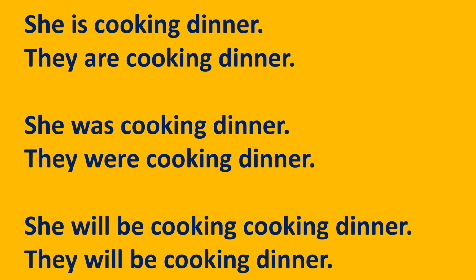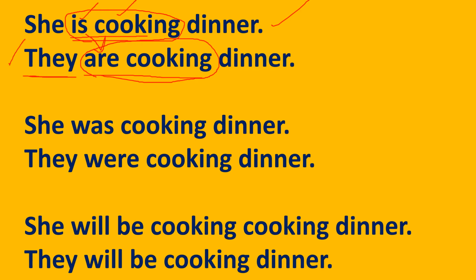In the first sentence, she is cooking dinner. The verb is is cooking. Is is called the helping verb. Cooking is called the main verb. Is cooking itself is a finite verb. In the second one, they are cooking dinner. Are cooking is the finite verb. Why? Because here is cooking becomes are cooking according to the number of the subject, because the subject is in plural number. According to the number of the subject, here the verb is changed. So when the verb is changed, that verb is called a finite verb.